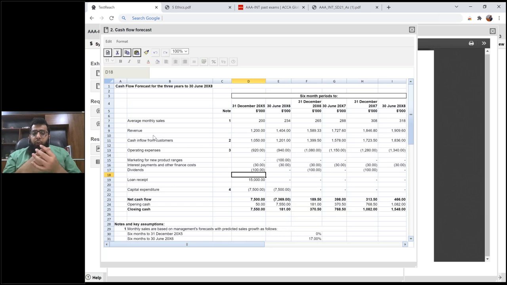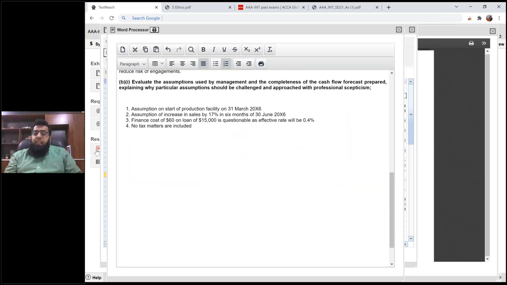So we have to question the reasonableness of their assumptions and we have to comment on the completeness of the data. Then you can comment that no exchange rate impact is considered. What about the exchange rate? You are going to a different country, that is Finland, and you are not even thinking about the exchange rate issue. So what are the assumptions which they have taken? You have to question their assumptions, and you have to comment on the completeness of the cash flow forecast.